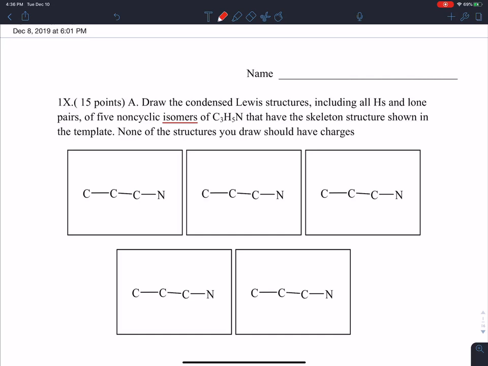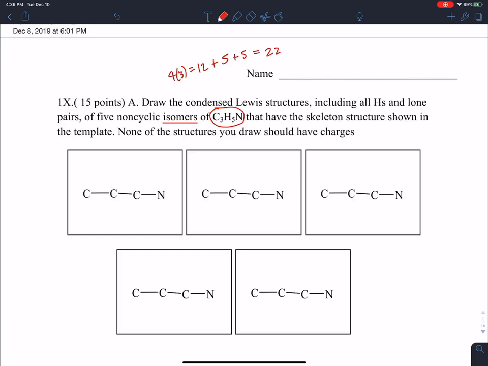Another thing to look for is, this is my formula, so we can figure out the total number of electrons I should have. There are 3 carbons, and carbon has 4 valence electrons, so 3 gives me 12, plus 5 from my hydrogens, plus another 5 from my nitrogen. So I get 22. I should have no more than 22 electrons. If you have more than that, something's wrong.